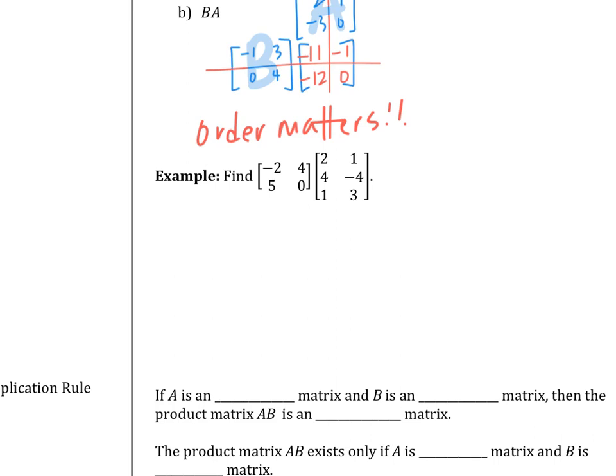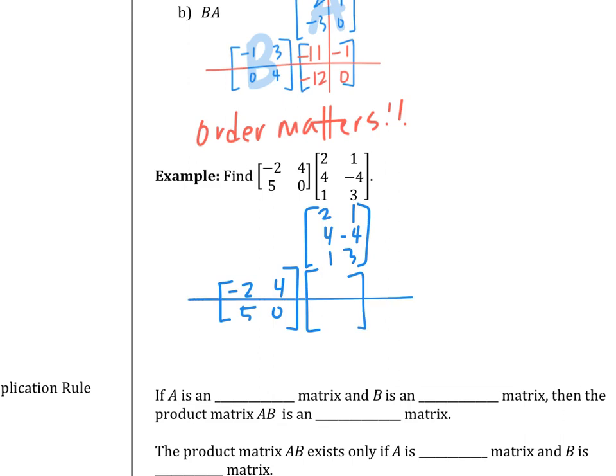Find this matrix times that matrix. Again, the matrix on the left goes on the bottom. The matrix on the right goes on the top. All right, so let's try. Negative 2 times 2 is negative 4. 4 times 4 is 16. And then 1 times, there are no more numbers. So this you cannot multiply.